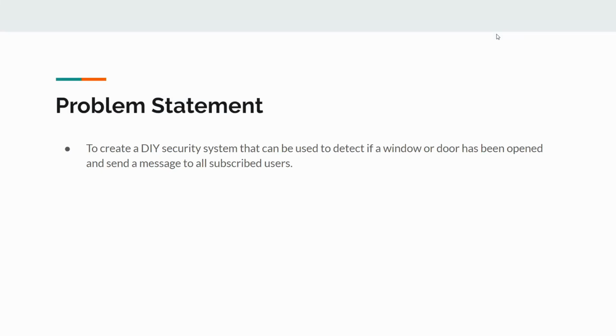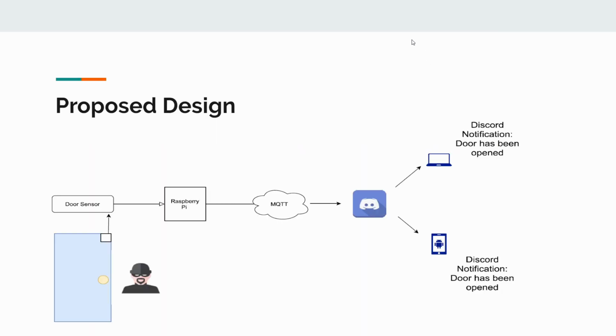For our problem statement, we wanted to create a do-it-yourself cheap security system that can be used to detect if a window or door has been opened and then send a message to all the subscribed users. For our proposed design, you can see in the image, we have a door sensor attached to a door, which sends information to the GPIO pins of the Raspberry Pi, which then sends that information through an MQTT broker to Discord. And then the user is alerted, whether they're on a computer or a phone.